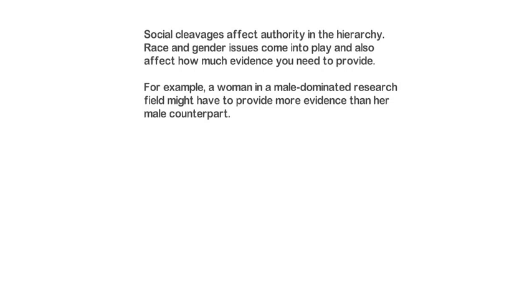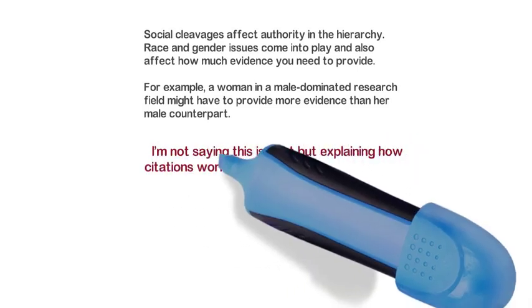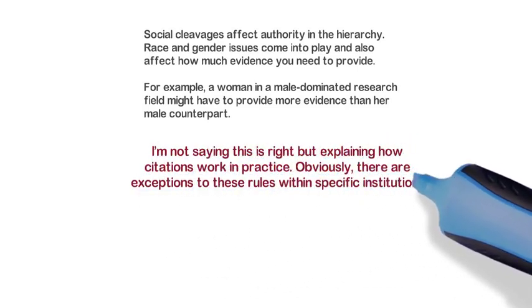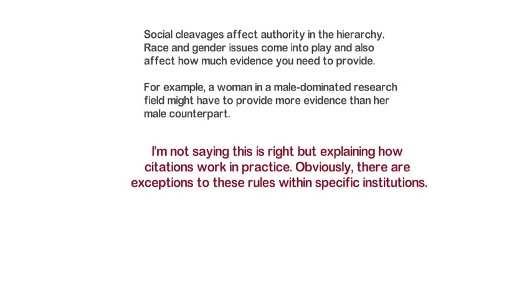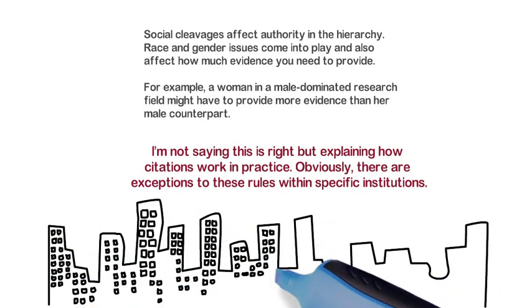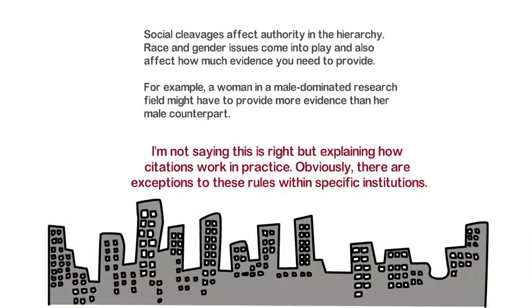Race and gender and other issues come into play and affect how much evidence you need to provide. A simple example, a woman in a male-dominated research field may have to provide more evidence than her male counterpart. I'm not saying this is right, I'm just saying that this is how it works in practice. And there are always exceptions because I'm talking so generally here. But I'm trying to paint a picture of the kind of unwritten rules of citations.